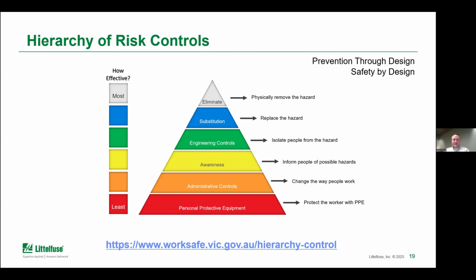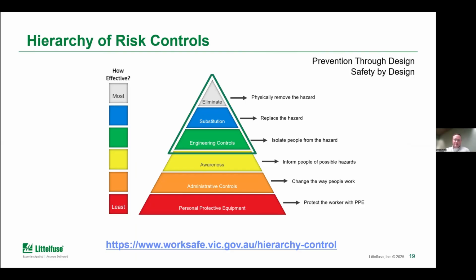I included a link there to the WorkSafe Victoria site, but there are many resources that talk about prevention through design or safety by design. But this hierarchy of risk controls is really the standardized way of looking at these. And how can we do the most good? How can we provide the best mitigation? By moving up this pyramid, you might sometimes see the pyramid the other way around as well, that's how we get the best effectiveness.